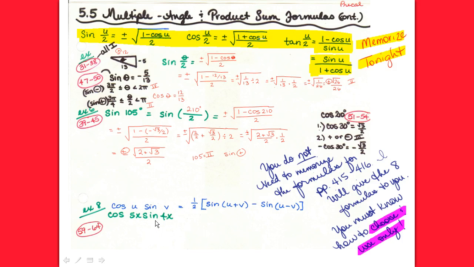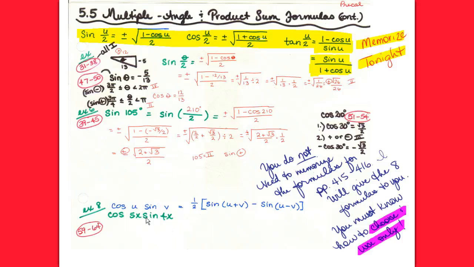All right, that's a product, right? So I can't be using a sum formula. I need a product to sum formula. So that means I'm using the formulas on the bottom of page 415. On the bottom of 415, I have sine times sine, cosine times cosine, sine times cosine, and cosine times sine. For ours right here, we have cosine times sine, so we're choosing that fourth one. Do you see why we chose that? Because you have to be able to choose the correct one. Everybody see where we got that?